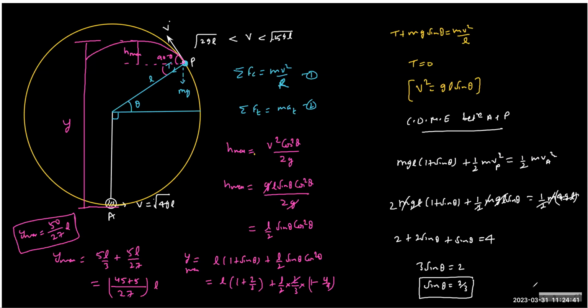So this is the approach. You should know this fact, that if v is less than this, this will happen. And you can also go for a similar question with a cylindrical or circular track problem. Track means, you know what the track is.